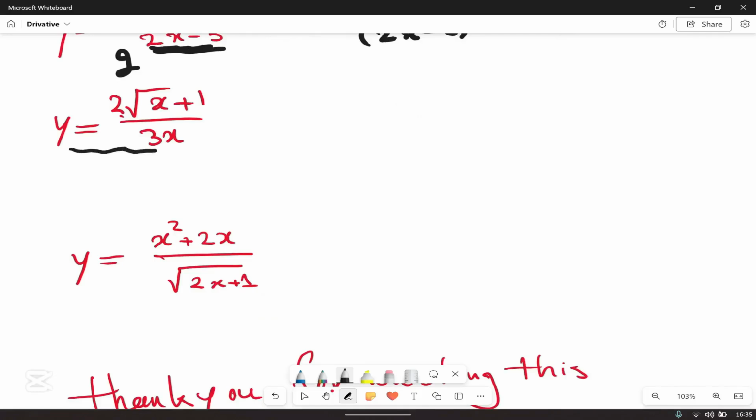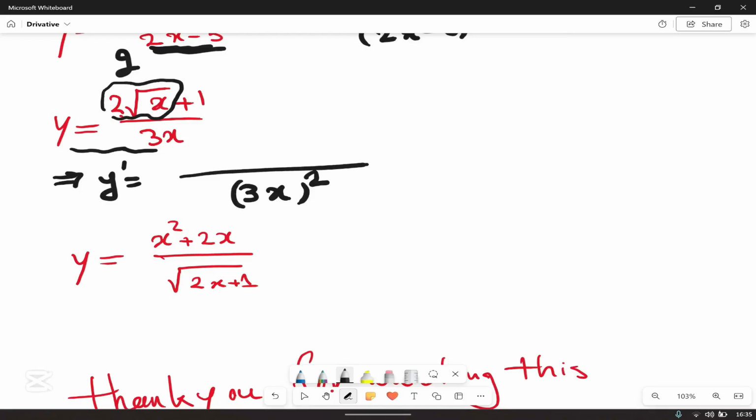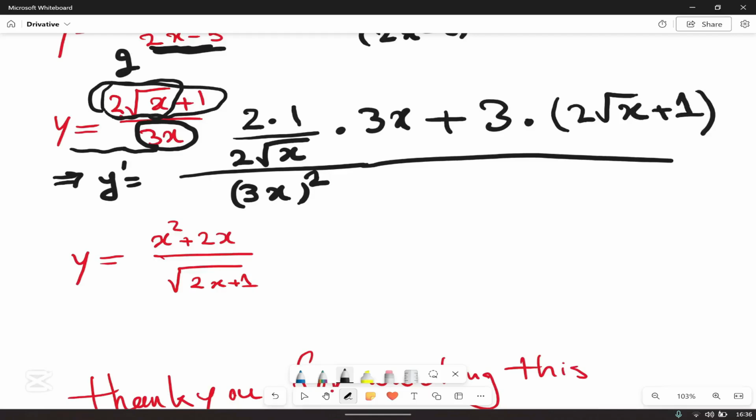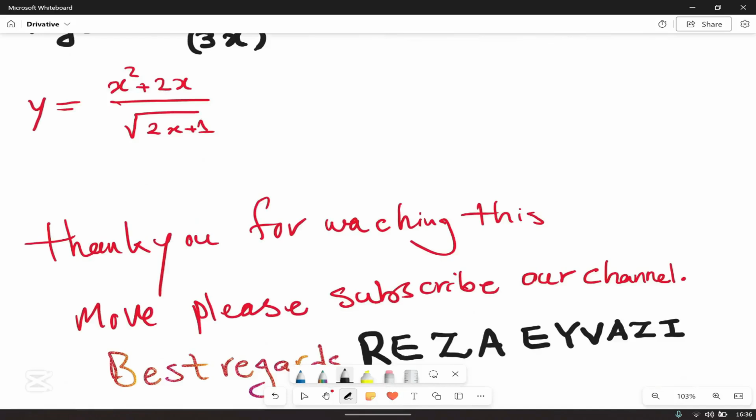Please pause the video and solve this. I'm waiting for you. Yes, y prime is 3x power 2, but in the top this part's derivative is 2 times 1 divided by 2 root square of x, times the denominator 3x, plus the denominator's derivative, which is 3, times the top in parentheses, 2 root square of x plus 1. Simplifying is not important right now, guys. It's not important for me. Maybe your teacher will tell you to simplify after that. But in here, I just teach you how you must calculate the derivative.